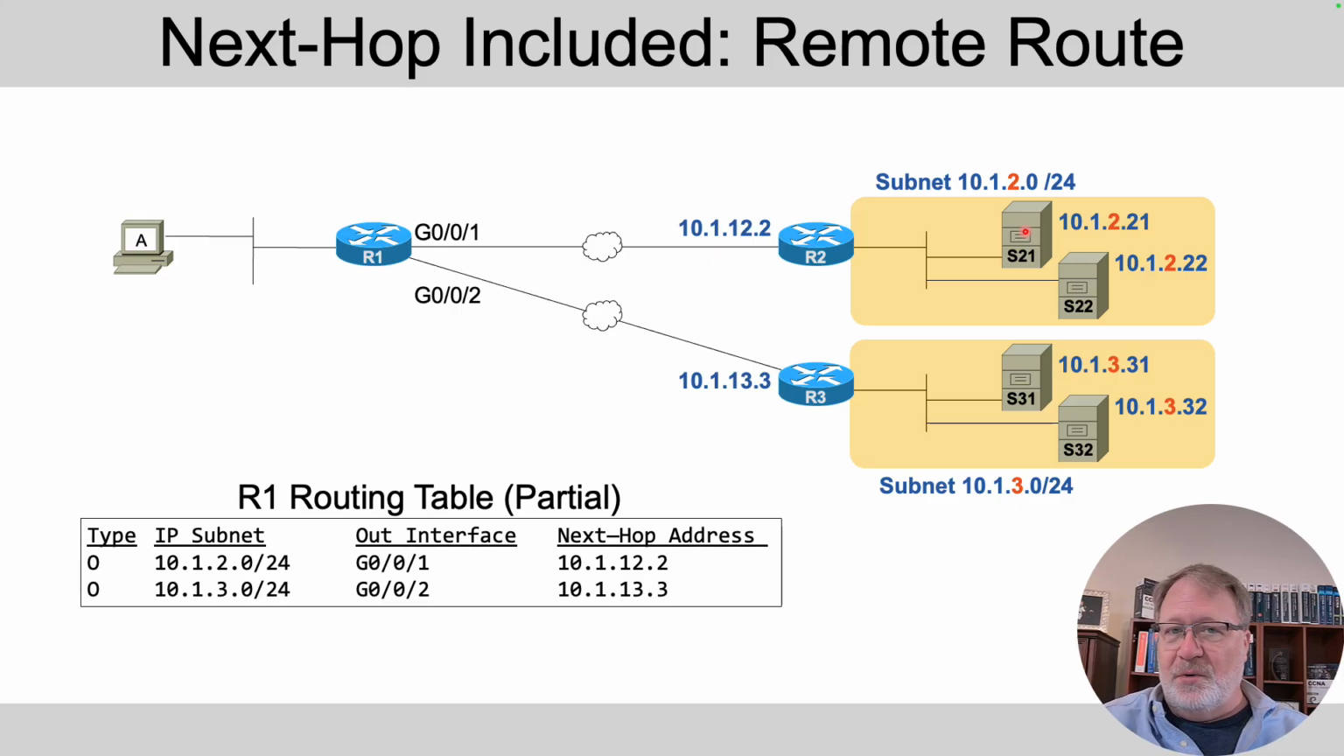It's the same routing table entries we've seen throughout this video. And here's the entry for subnet 10.1.2.0 that lists outgoing interface gig 0/0/1 on router R1 at the top, and next hop address 10.1.12.2, which is router R2's IP address. So in theory, R1 should forward this packet over to router R2, and it should, as you see there with the arrow.